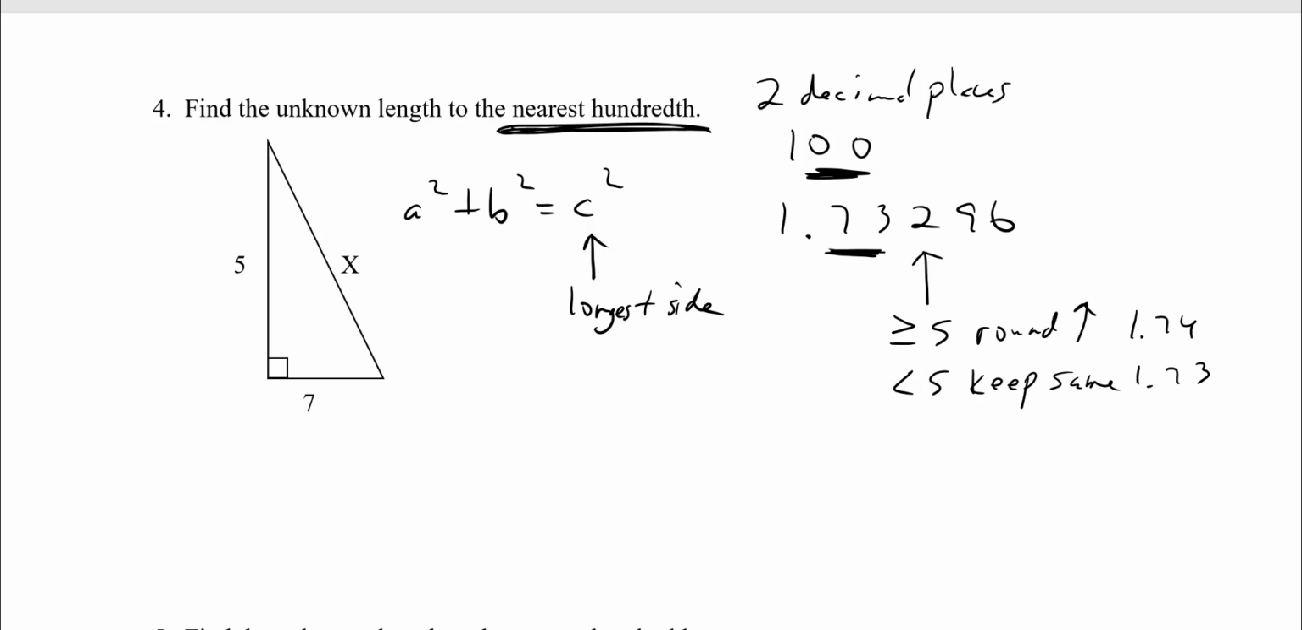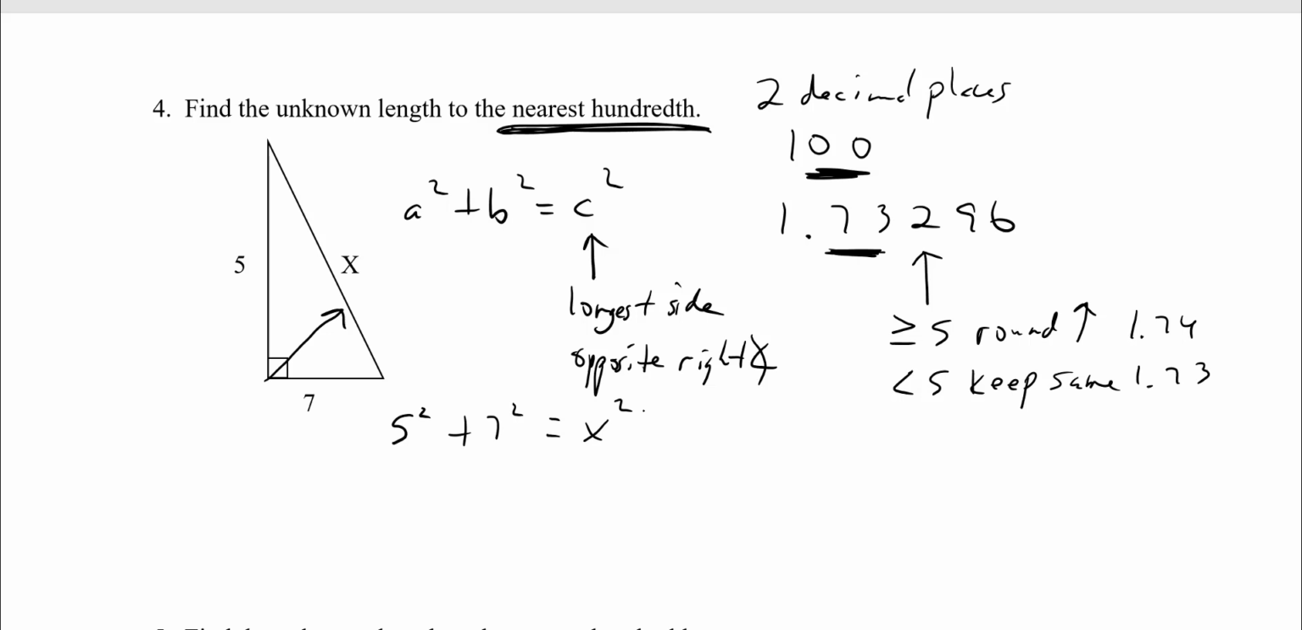Always the longest side. Okay? And it's also opposite the right angle. So it's opposite the right angle. That's important. Opposite the right angle. So in other words, in this problem here, x is c. Okay? So I'm going to write out here 5 squared plus 7 squared equals x squared.